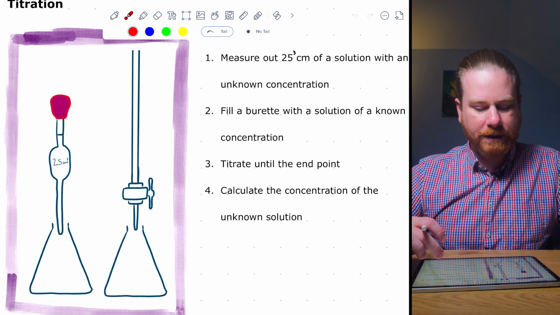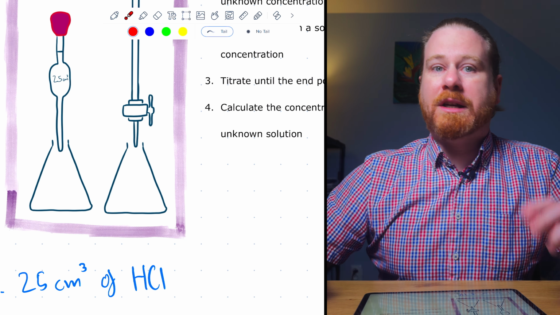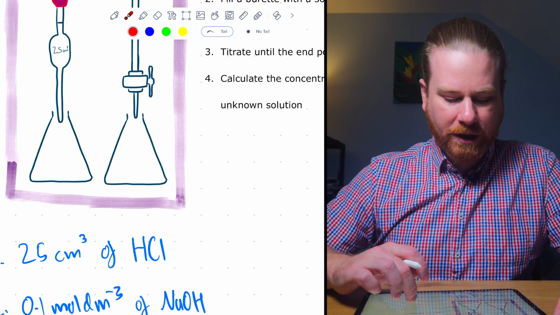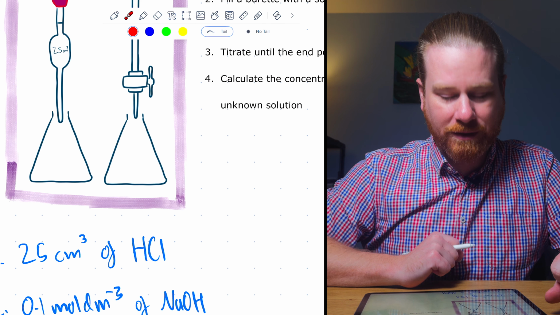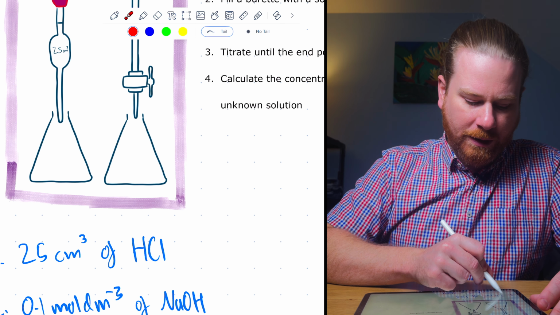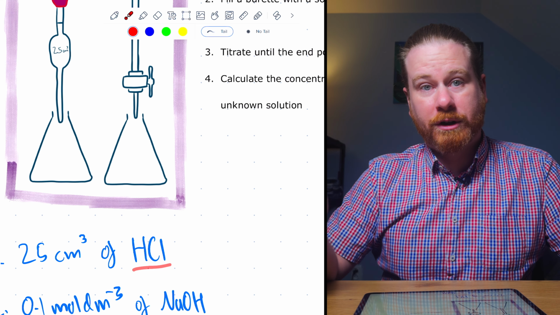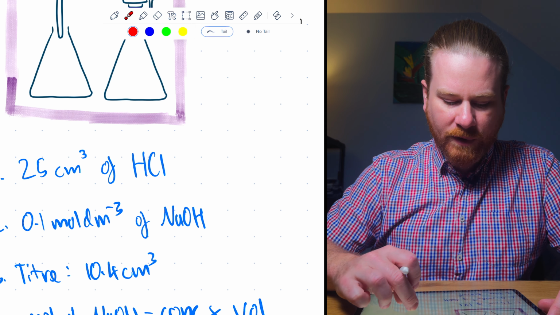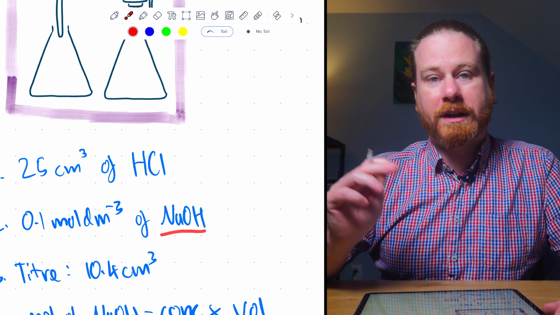So let's look at an example. A classic titration is an acid-base titration. In our case, we've got some hydrochloric acid, but we don't know its concentration. The label's fallen off, can you believe it? So we're going to measure out 25 centimeters cubed of our acid. We don't know what the concentration is. We are then filling our burette with a known concentration of sodium hydroxide.